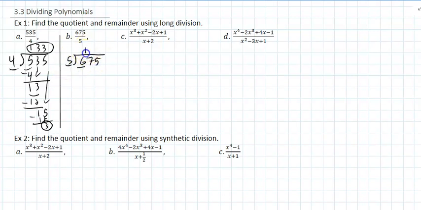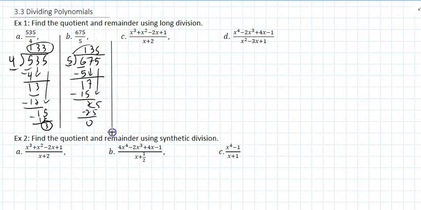5 divides 6 one time, you subtract and bring the first number down. 5 divides 15 3 times. 3 times 5 is 15, you subtract. And 5 divides 25 5 times. That would be 25, and you subtract, you get a 0. So the difference between those two is what we're going after. If I get a remainder of 0, that means 5 is one of the factors of 675.